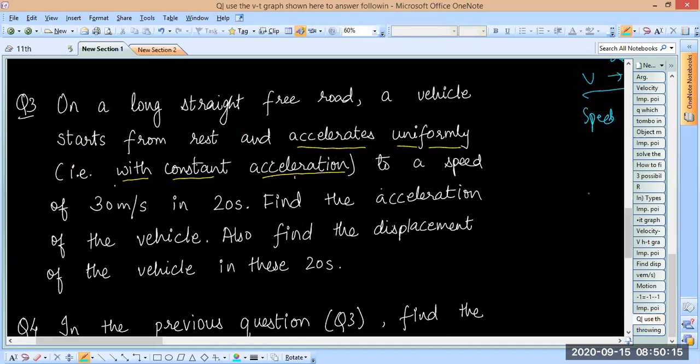Question 3. Now this is based on what we have learned yesterday, the equations. So on a long, straight, free road, means there is nothing else, a vehicle starts from rest and accelerates uniformly. Who has got an answer of this one? What's the acceleration of the vehicle? Have you found it?